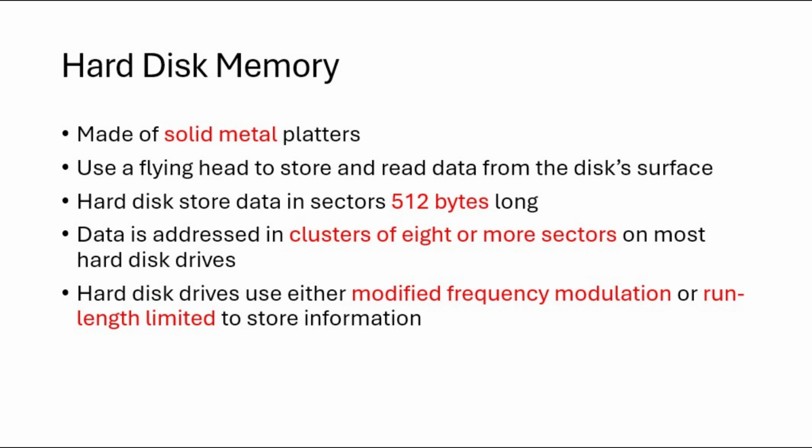And then there is hard disk memory. The hard disk memory is made of solid metal platters and uses a head to store and read the data from the disk surface, so it doesn't need to touch the surface of the disk. The hard disk stores data in sectors that are 512 bytes long. The data is addressed in clusters of 9 or more sectors on most hard disk drives. The hard disk drive can use modified frequency modulation or run length limited encoding to store the data.